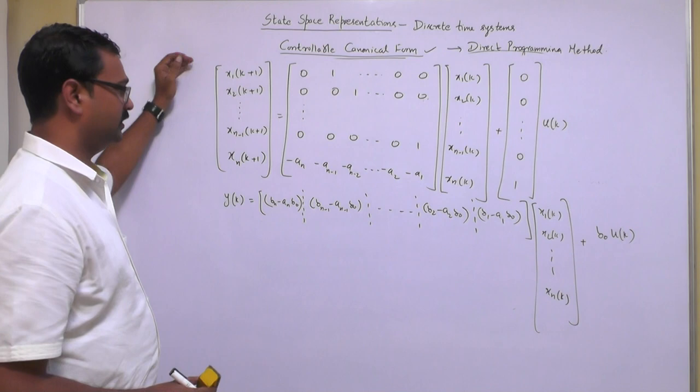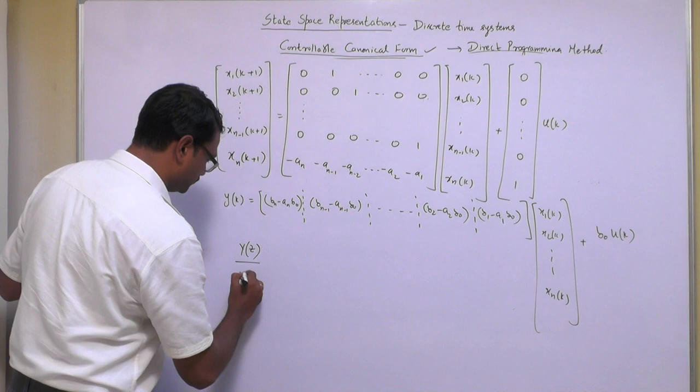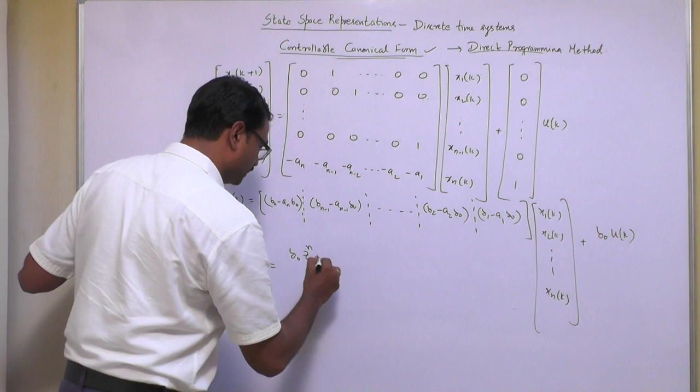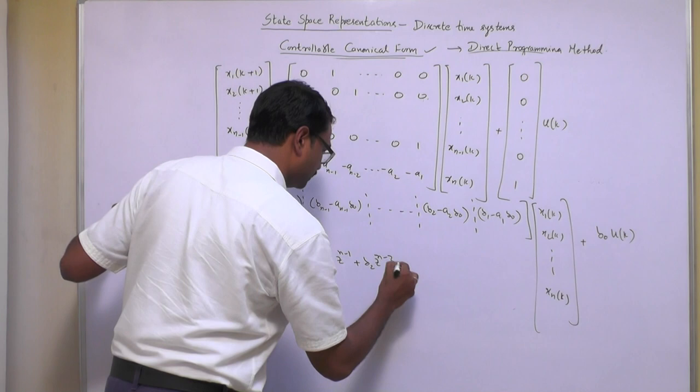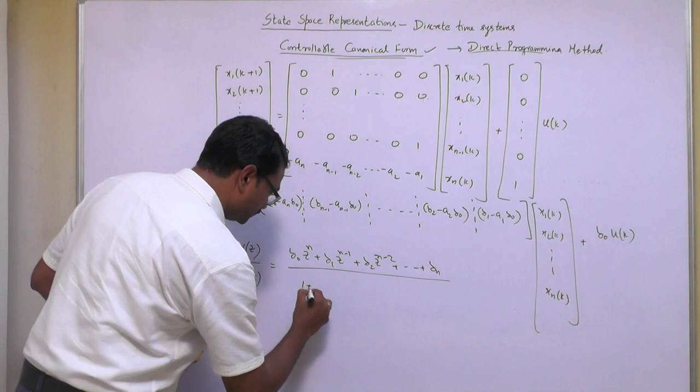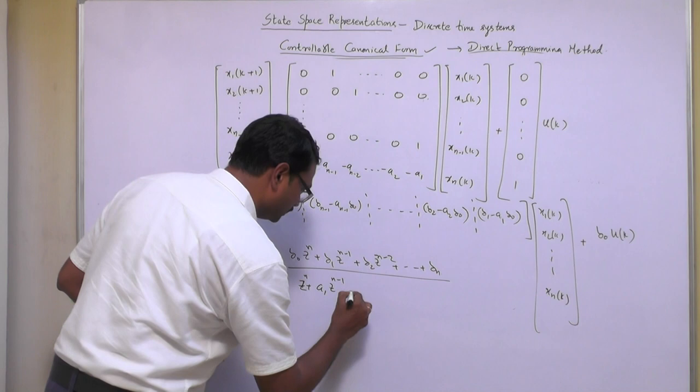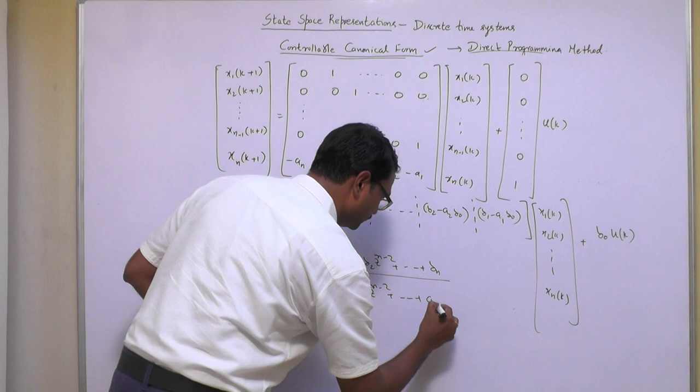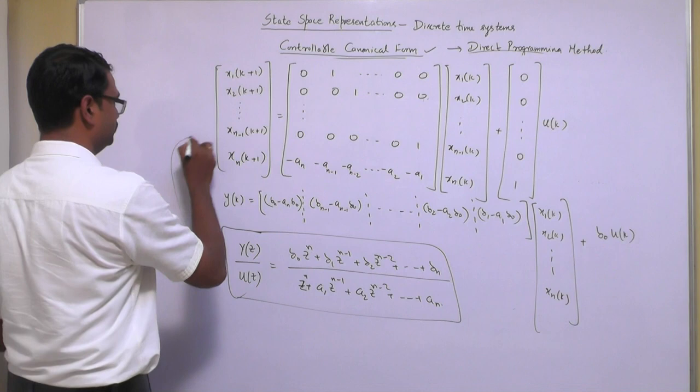And as you can see from the initial equation that we started with, y(z) by u(z) is nothing but b0 z^n plus b1 z^(n-1), b2 z^(n-2), plus so on, b_{n-1} z plus bn, divided by z^n plus a1 z^(n-1), a2 z^(n-2), plus so on plus an. Now from this equation we have obtained these two equations after applying the direct programming method.